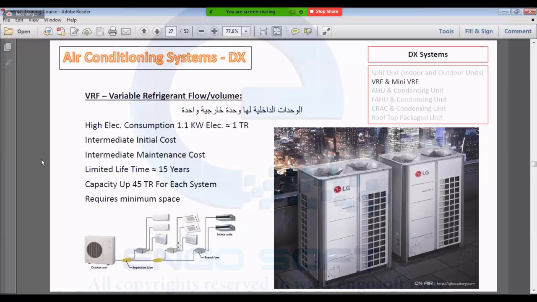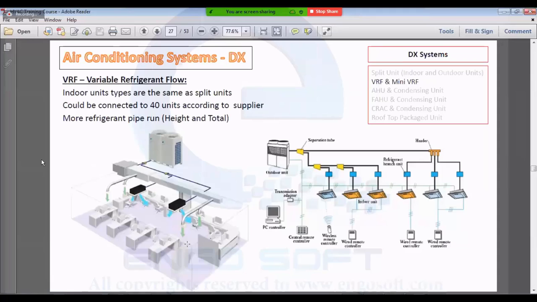So many units can be connected to it, because if you connect all of them, it will produce the maximum capacity of the flow. If anyone is switched off or is working at part load, it will use less refrigerant.